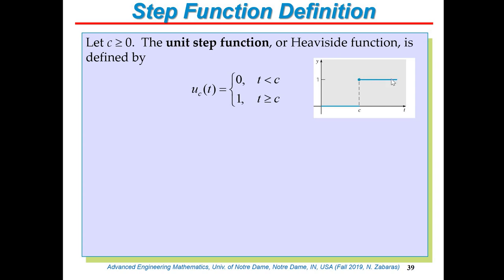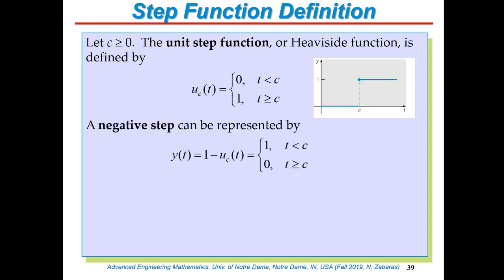This function is 1 for t greater than c. So the function is given by this. So we're going to use this compact notation uc of t to indicate this unit step function. So this step function is 1, but for t greater than c. Okay, so this would be my definition of the step function.